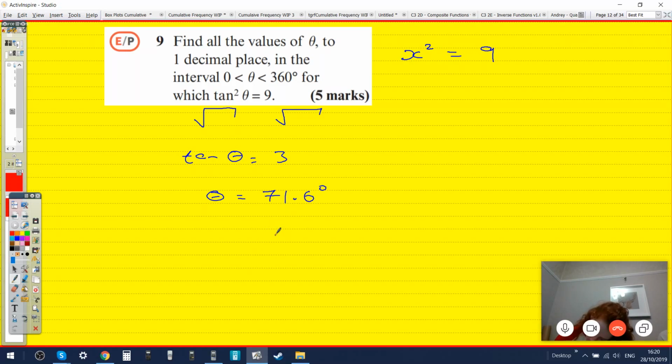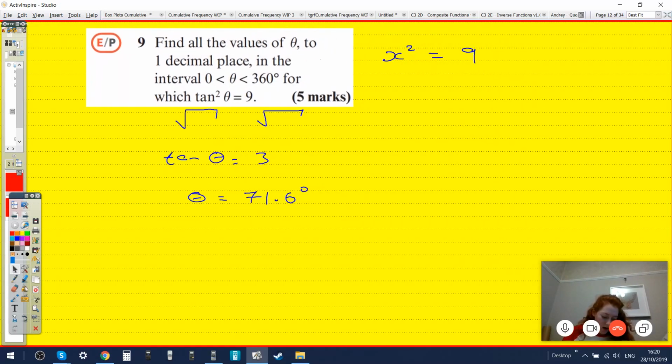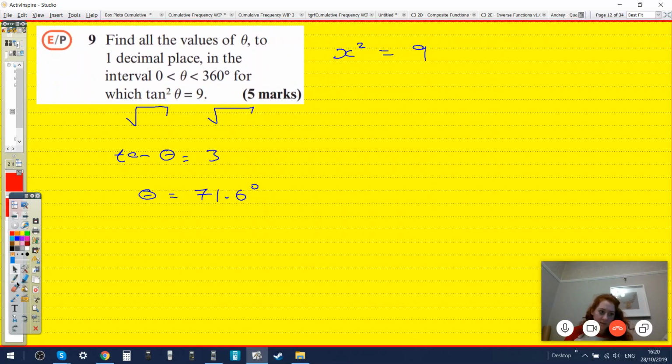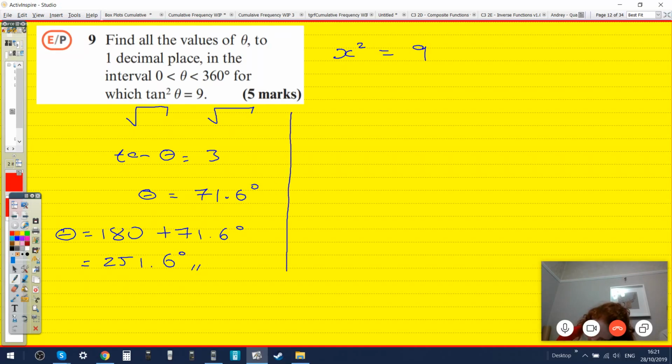Is that full marks? No, because then we can do the second answer. We'll do 180 add the first answer. Well done. 251.6. That's great. Is that everything?